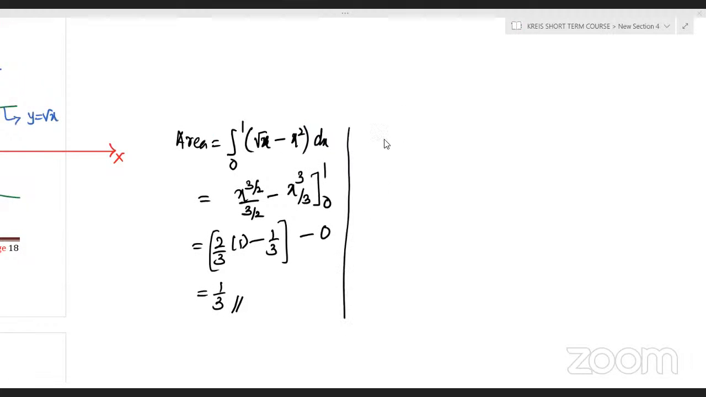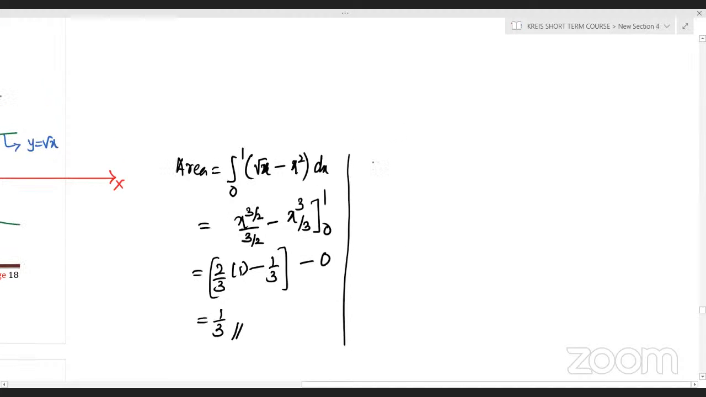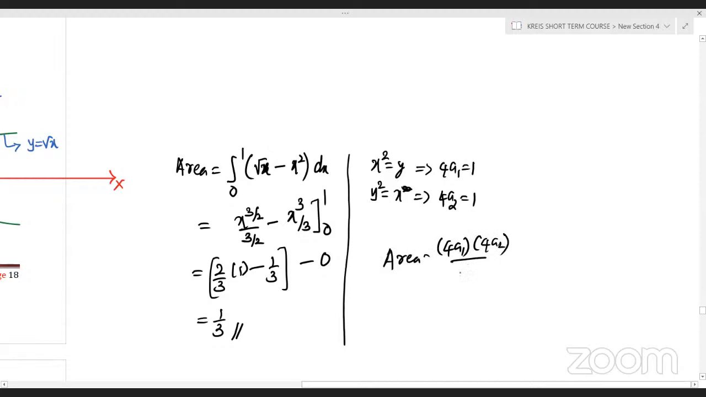x squared is equal to 4ay, right? So the first one is nothing but x squared is equal to y, and y squared is equal to x. So in this one, you can write 4a1 is 1, and here 4a2 is again 1. So the required area is 4a1 into 4a2 divided by 3. It is 1 into 1 divided by 3. So if you write 1 by 3, you can directly get the area.